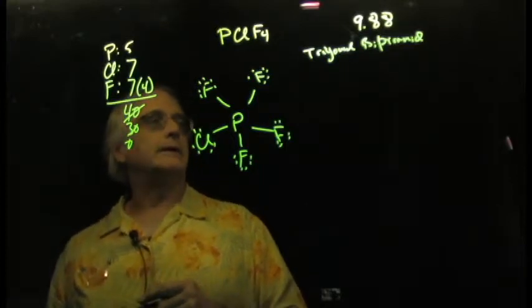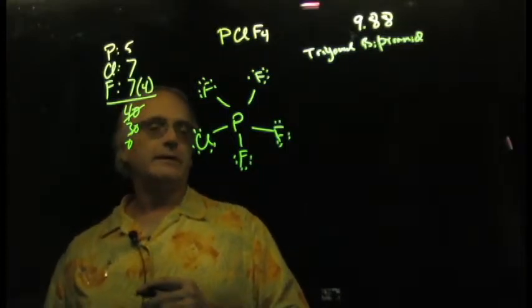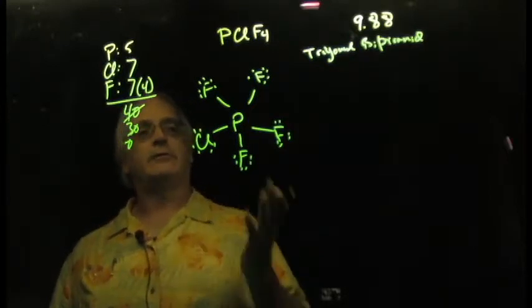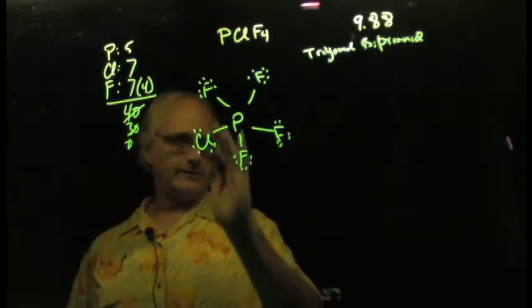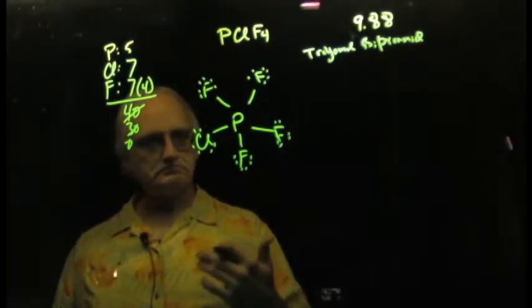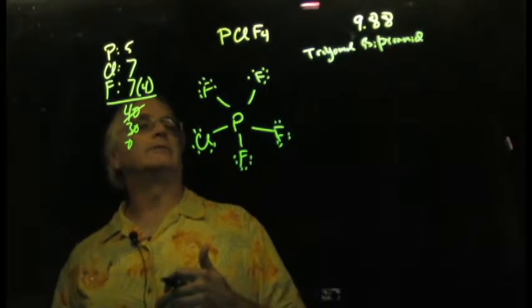Now, part B on this particular problem simply asks you to speculate which was going to demand more room, the phosphorus-chlorine bond or one of the phosphorus-fluorine bonds in this molecule. And this one's relatively straightforward as well.